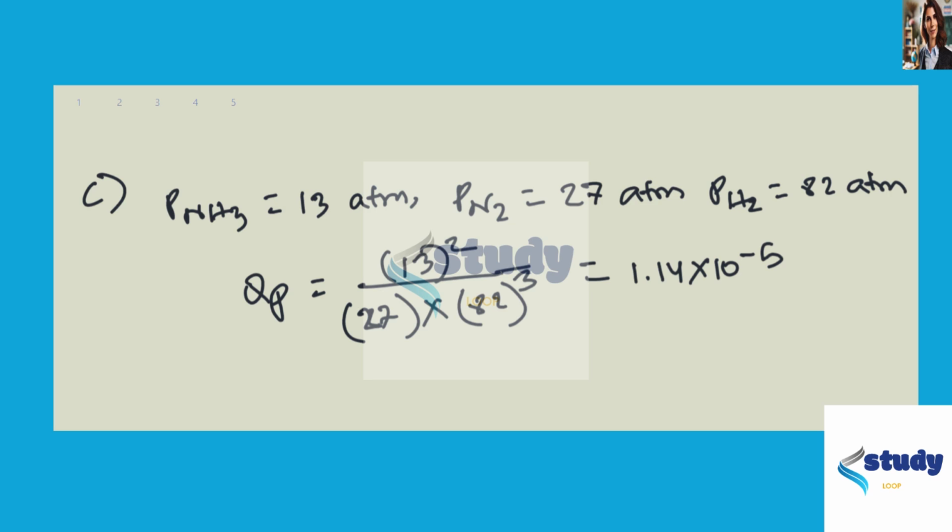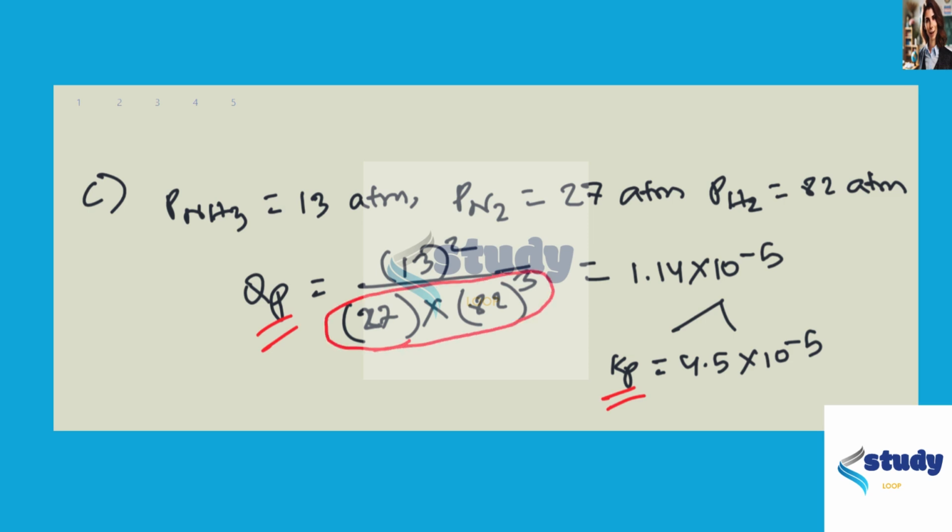This is smaller, not too small, but smaller than the Kp value of 4.5 times 10 to the power minus 5. So in this case, the Qp value is lower than the Kp value. That means we have a greater partial pressure for the reactants than we have for the product.